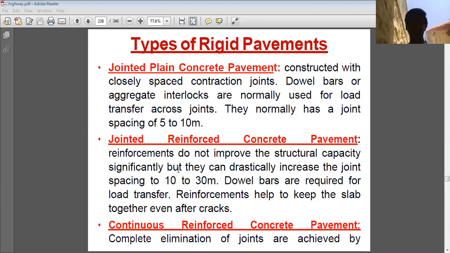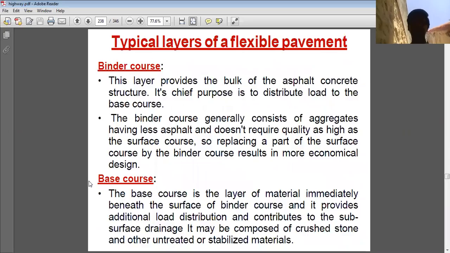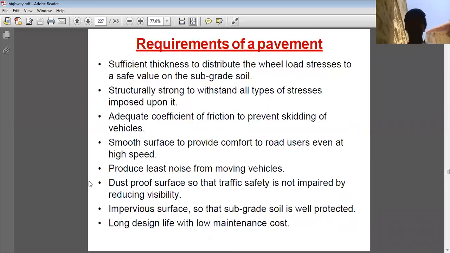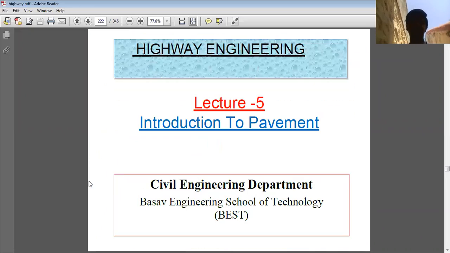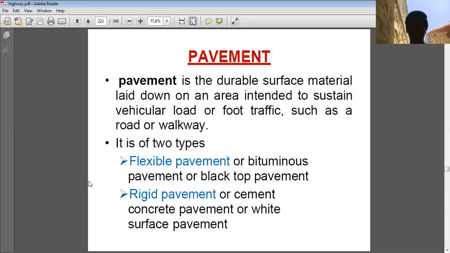Today we'll discuss pavement materials. Module 3: introduction to pavement materials. What are the different pavement materials, such as flexible pavement and rigid pavement? What are the different components used for road construction? We have to discuss them one by one.